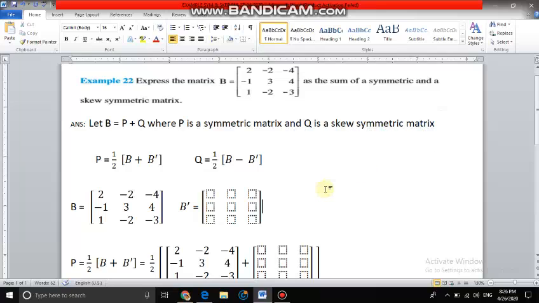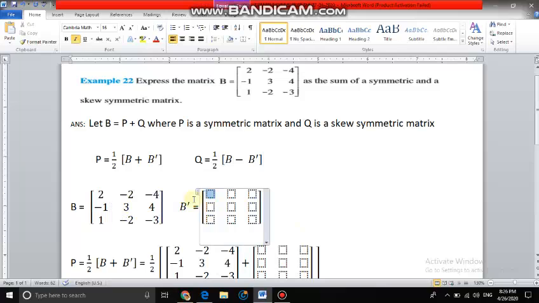So there are methods to find them. The formulas we have to remember are these: for P, half of B plus B transpose, and for Q, half of B minus B transpose. Transpose we already discussed how to find. So this is the matrix B. The transpose of B is rows become columns and columns become rows.